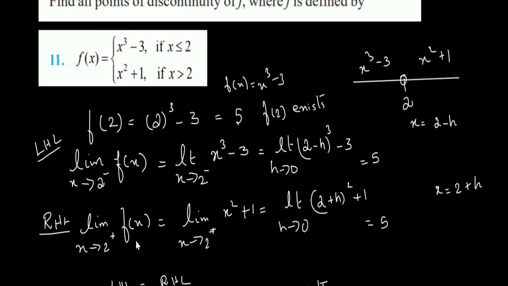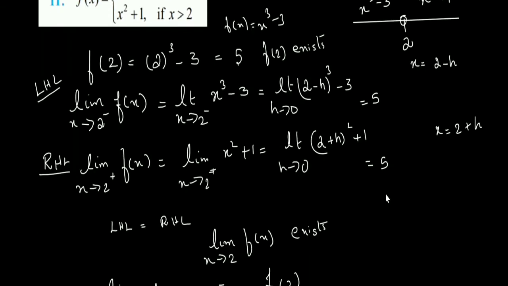Now the right hand limit we have to find. Limit x tends to 2 plus of f of x. Right of 2, the function is x square plus 1, for x greater than 2. So replace x by 2 plus h: 2 plus h, the whole square, plus 1. Put h equal to 0. So 4 plus 1, 5. So the left hand limit is equal to the right hand limit. Therefore the limit x tends to 2 of f of x exists.